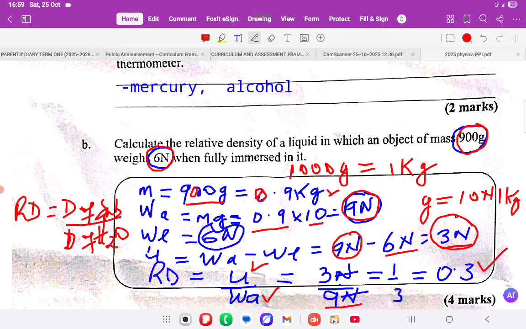So take note, the question is for 4 marks. That means the first step is 1 mark, where we start by converting mass. Another mark is for finding weight in air, and then another mark for finding upthrust, and lastly for finding relative density.